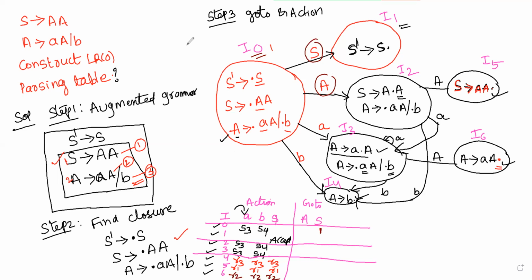Now you see here. I naught on capital S goes to I1, that's why we mentioned 1 here. I naught on capital A goes to I2, so I am writing here the value 2. Now I1: in I1 there are no more values, so you need not write anything. Now I2: I2 on small a, capital A goes to I5. That's why you write here 5.